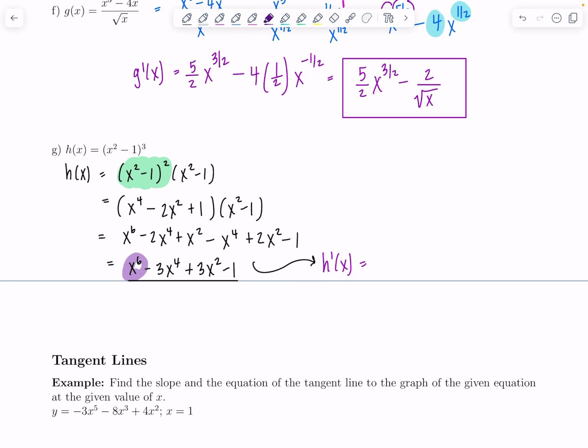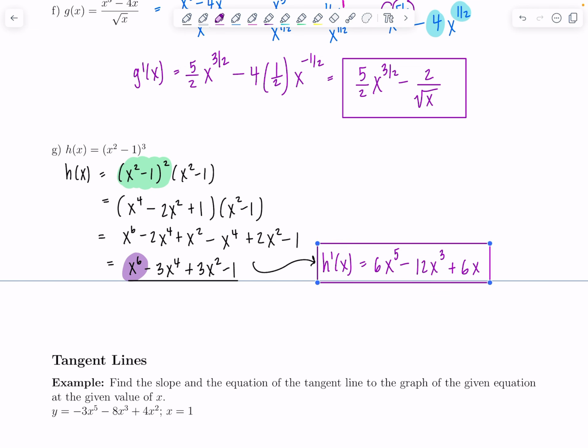derivative of x to the 6th. You bring the 6 down front. Subtract 1. We'll have x to the 5th. Minus, next is 12x to the 3rd. Plus 6x to the 1st, and then what's the derivative of a constant? Very good, it's 0. So here's our derivative.